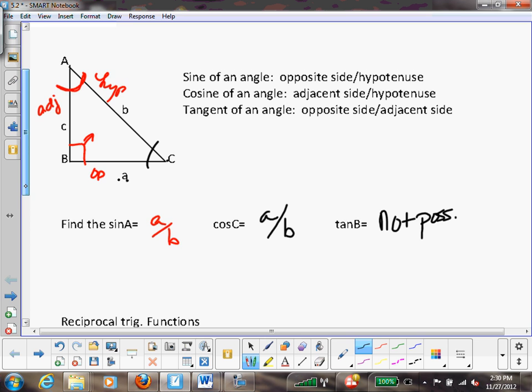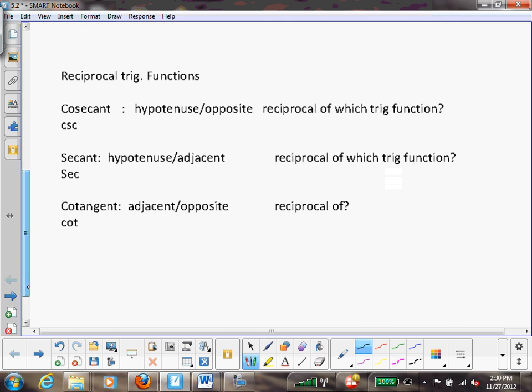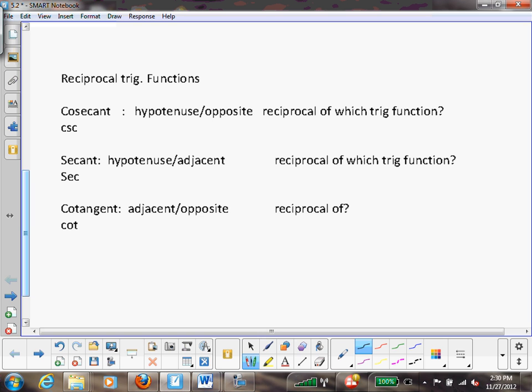Okay, so we talk about reciprocal trig functions. And you didn't learn this last year. This is called a cosecant. The symbol is CSC. And this is hypotenuse over opposite. It is the hypotenuse side over the opposite side. So which trig function is this a reciprocal trig function to? Sine, cosine, or tangent? Sine, right.